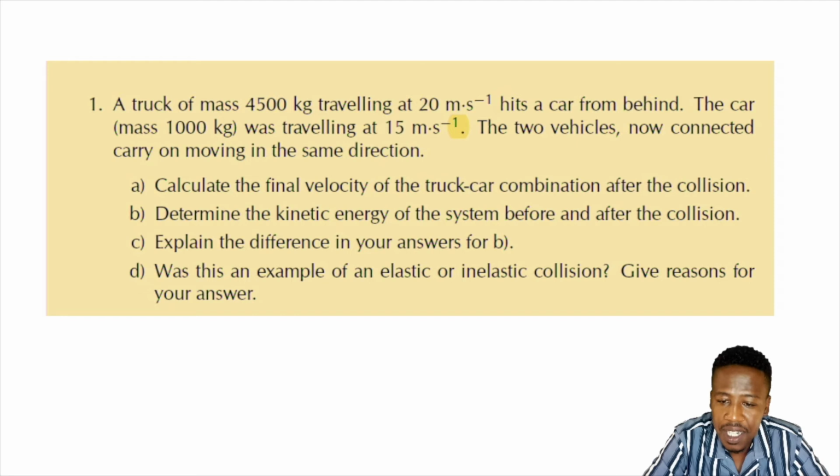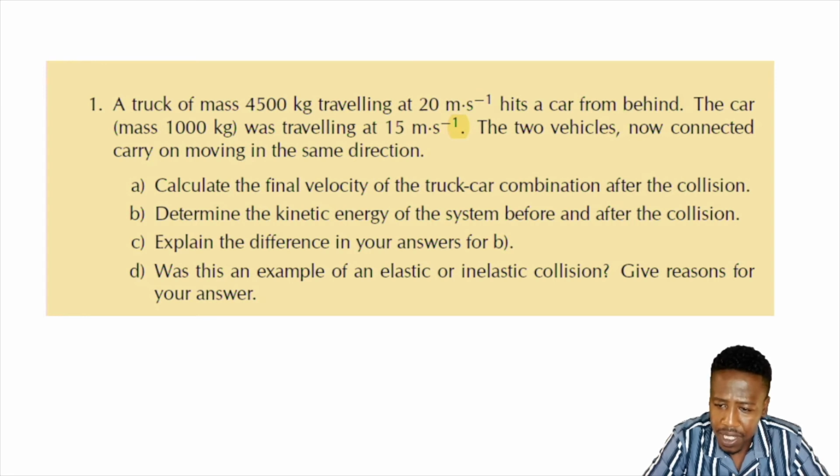All right, let's look at this question. The truck has a mass of 4,500 kg, traveling at 20 meters per second. It hits a car from behind, and the car's mass is 1,000 kg, and it was traveling at 15 meters per second. Number A says you must calculate the final velocity of the truck-car combination after the collision, right?